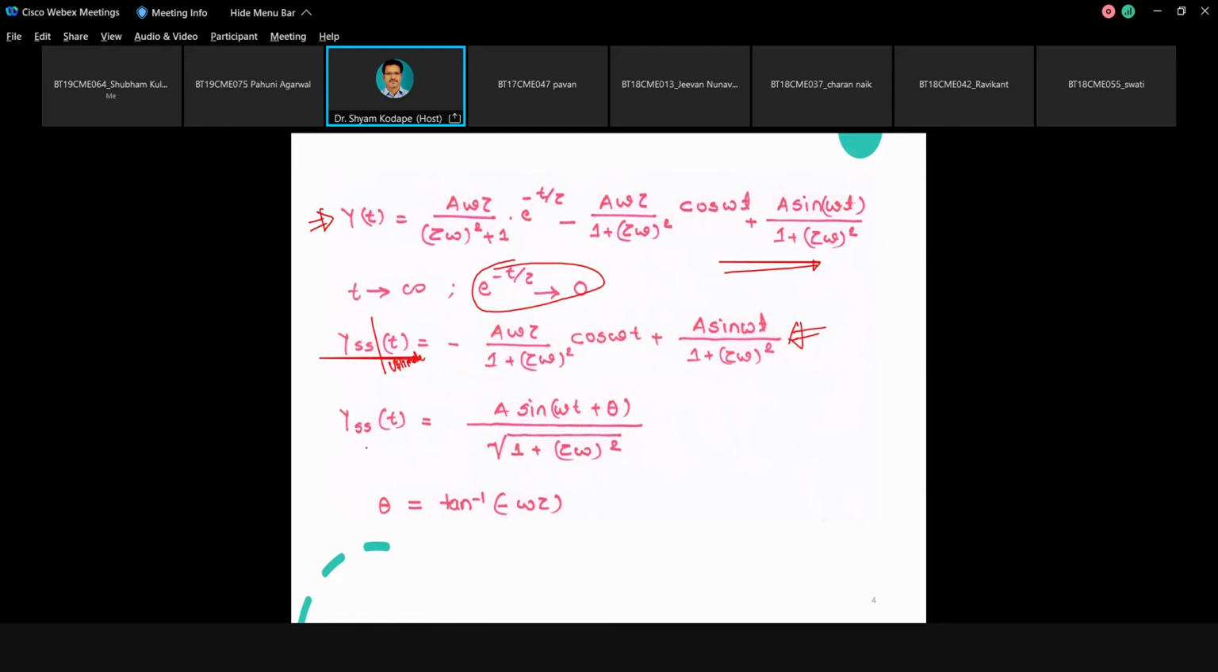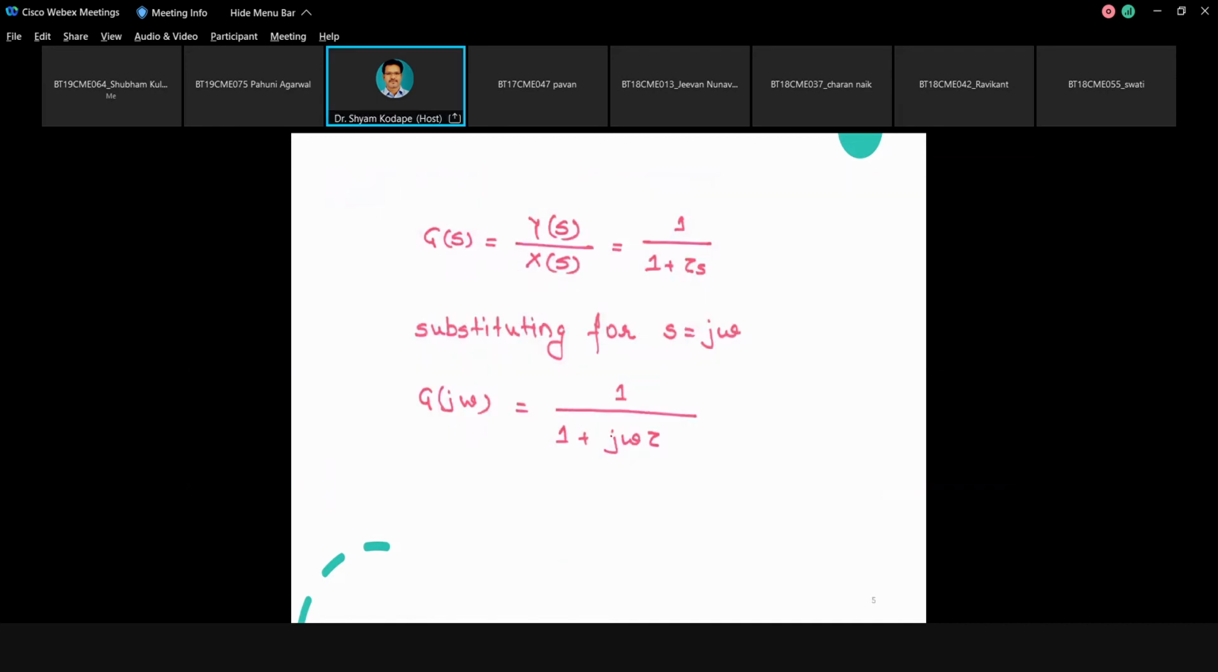Then we observed that, rearranging these using trigonometric expressions, the equation will be A sin(ωt + θ)/√(1 + ω²τ²). And similarly, what is θ? Theta can be defined in this fashion: tan inverse of minus ωτ. Remember these two expressions. Remember these two equations. One more equation is called the amplitude ratio, which we have identified.